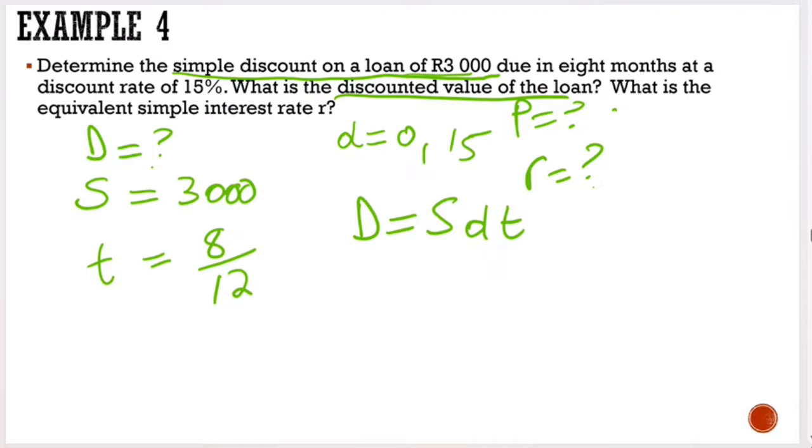That is from your formula sheet. It is given. Okay, so now you said, okay, fine, I can easily get this one from this formula. What is my S? My S is 3000. What is my D? My D is 0.15. What is my T? I know what my T is: 8/12.